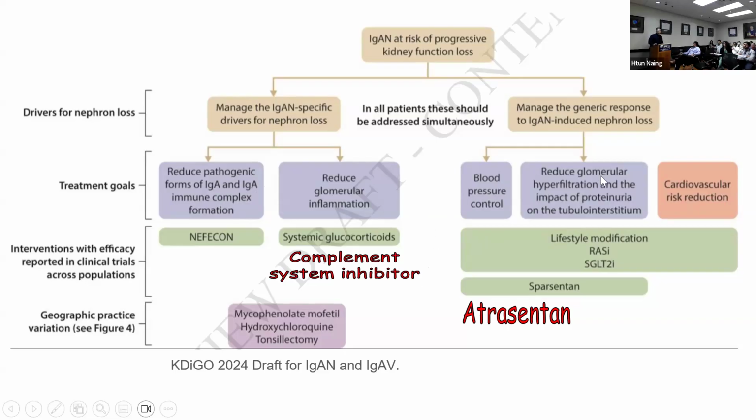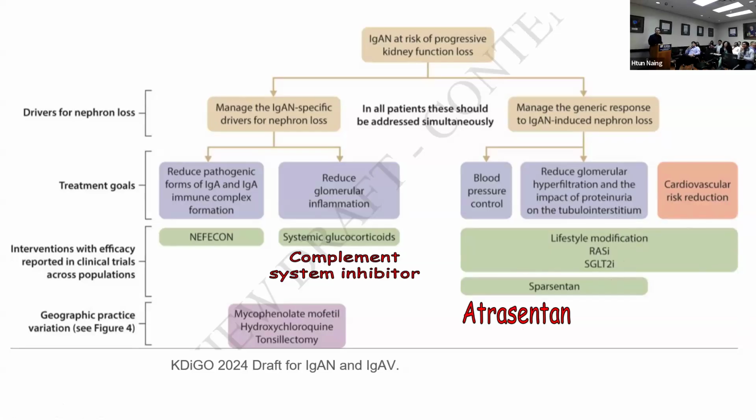And then you can also do conservative management by doing blood pressure control, reducing glomerular hyperfiltration and proteinuria, and then reduce the cardiovascular risk by giving RAS inhibitor, SGLT2 inhibitor, and sparsentan. So I have to add this complement system inhibitor and atrasentan on the KDIGO guideline because these medications were approved by FDA in November and this year April. And so that's why this KDIGO guideline is not published yet, but it's already a little bit outdated.